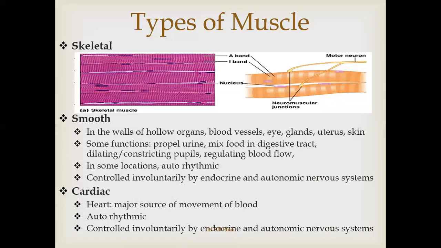In appearance, the skeletal muscles are striated. They are innervated by motor neurons. You can see a motor neuron innervating the skeletal muscle fibers. In terms of appearance, they are striated, and they have multiple nuclei inside. So they are referred to as multinucleated muscle fibers.